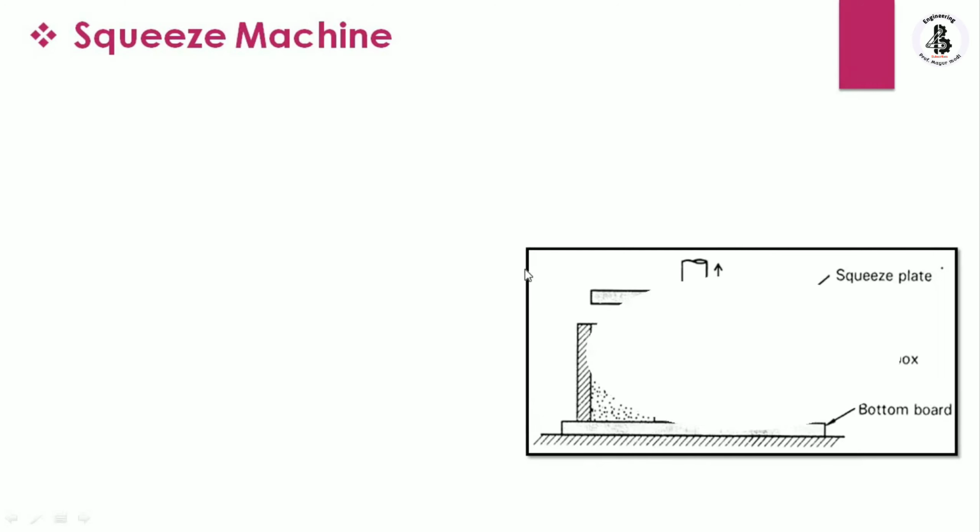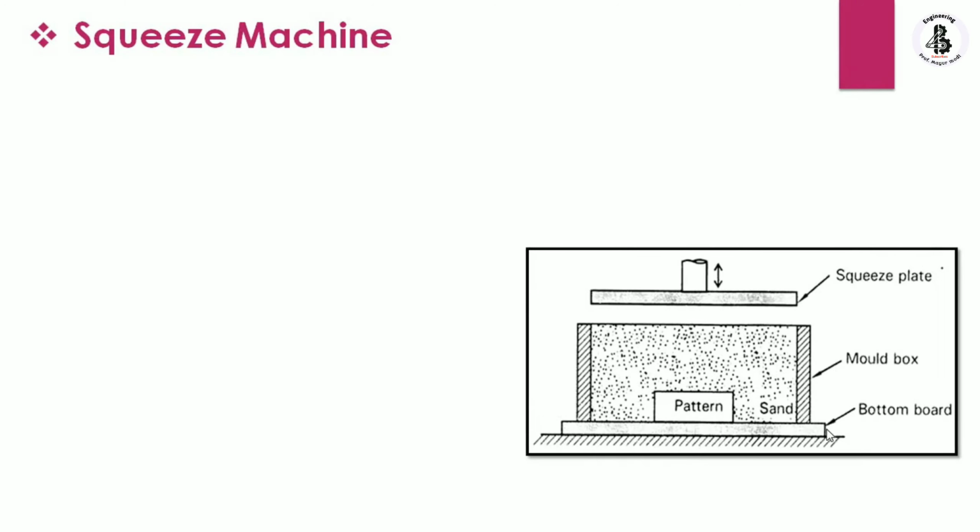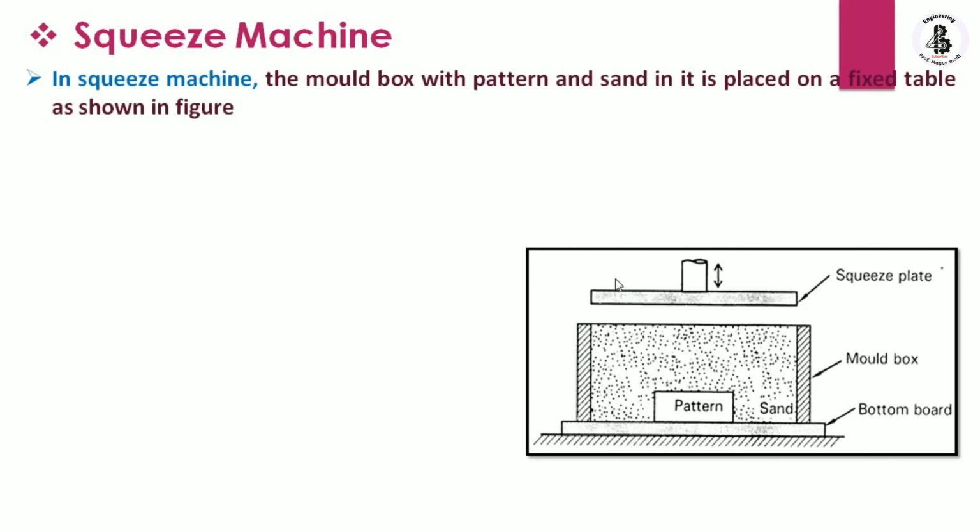Second one, squeeze machines. Just as you can see in the figure, there is a board, known as the bottom board. Onto the bottom board, a similar kind of arrangement is made with the pattern and a mold box filled with sand. Above it, you can see the squeeze plate. By these squeezing actions, the sand will be rammed onto the top side of the mold box. So in the squeeze machine, the mold box with the pattern and sand in it is placed onto the fixed table.